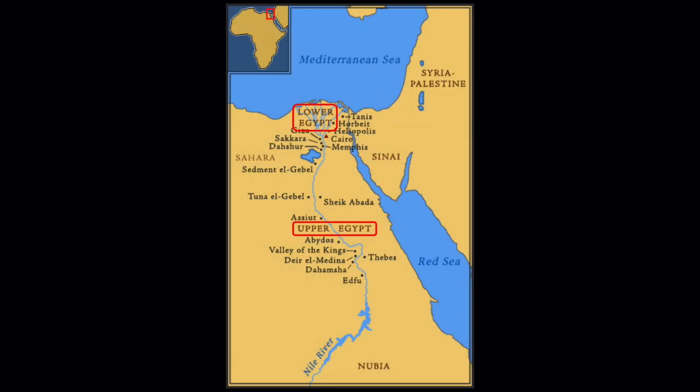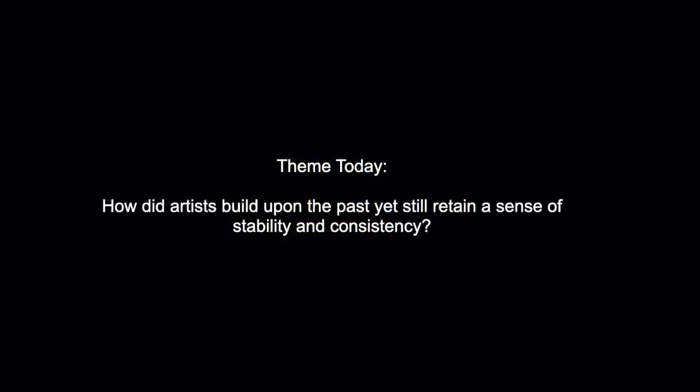During the Middle Kingdom, the city of Thebes in Upper Egypt rose to prominence, and it became the cultural, artistic, and governmental center of Egypt. So while I'm presenting today, I want you to keep this question in the back of your mind. How did artists build upon the past, yet still retain a sense of stability and consistency? There's some evolution here, but it still seems like it fits into everything we have seen thus far, and I want you to keep an eye out for that.